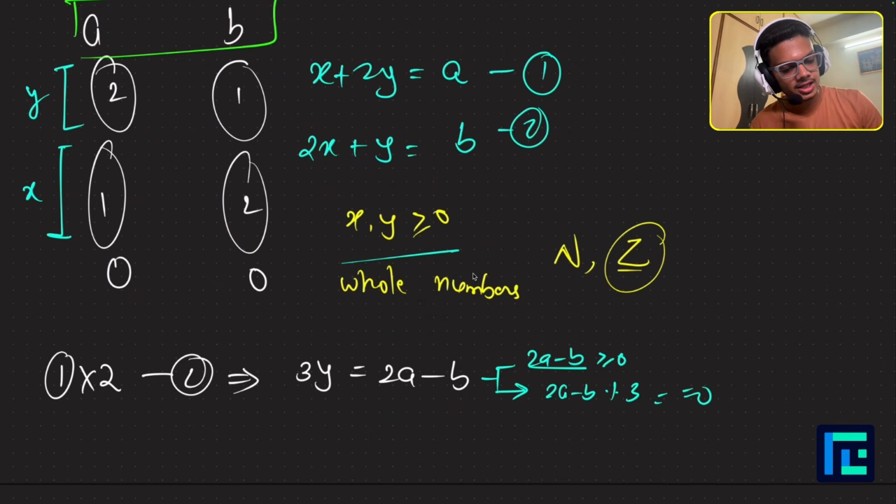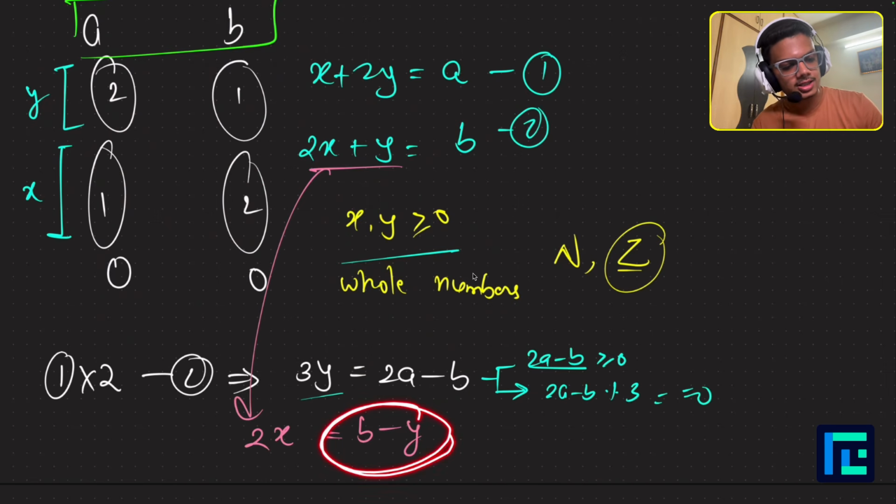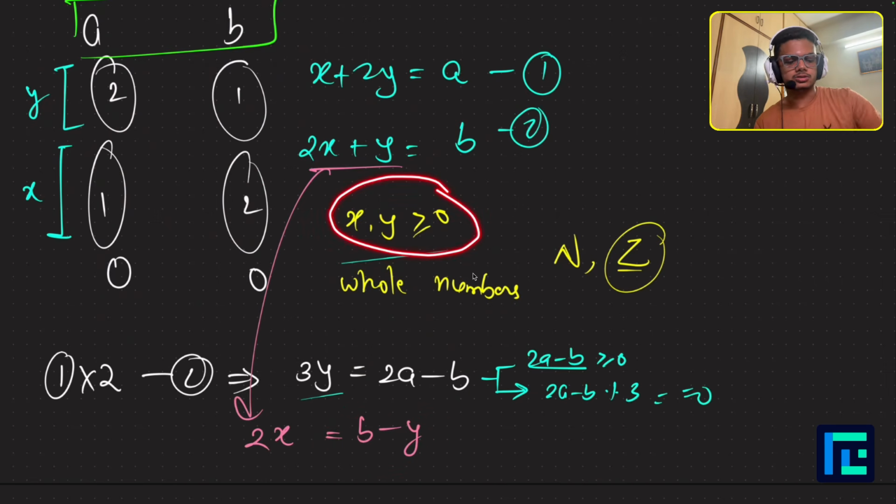Similarly, once you get y, you can use this equation, and then x will be what? 2x will be b minus y. So if a valid y exists, you first need to check whether this is non-negative, because they have to be non-negative. And if it is non-negative, is it divisible by 2 or not? So again, two cases, both conditions have to be satisfied.